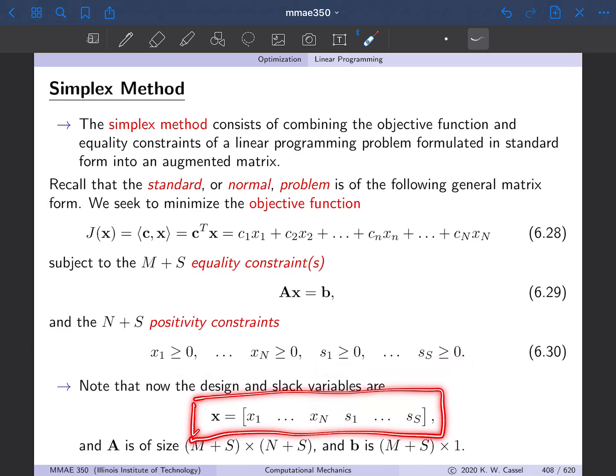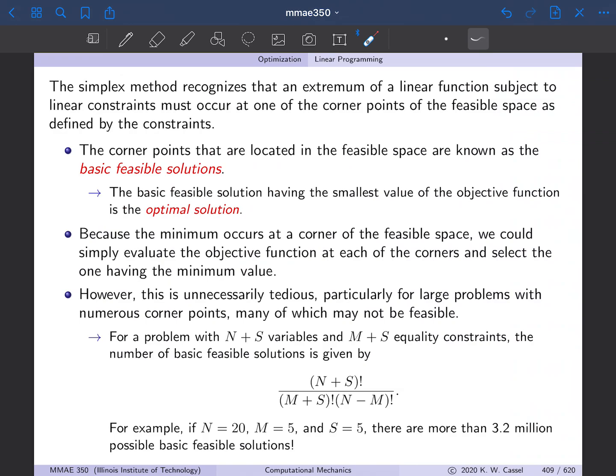All of the variables, design variables plus the slack variables, get incorporated into a single vector x, and then the size of the matrix A, if you track all those sizes, is m plus s by n plus s, and the right-hand side vector is m plus s by 1. So again, if you track all those through, you'll see that the sizes all match up.